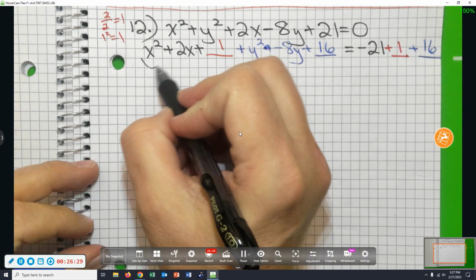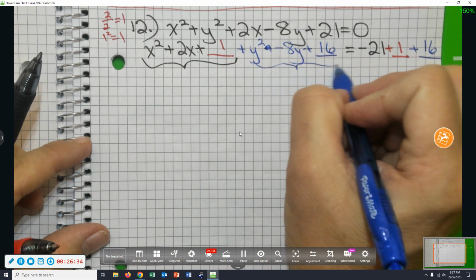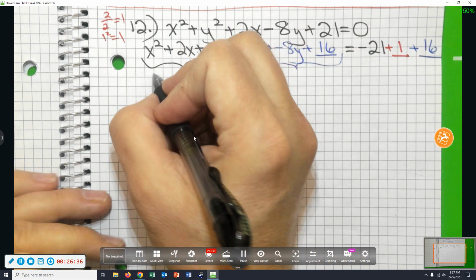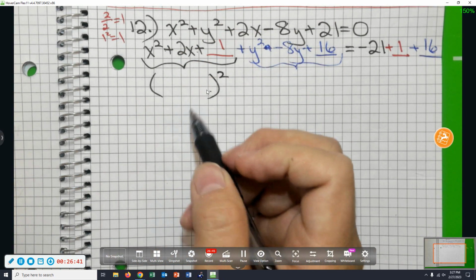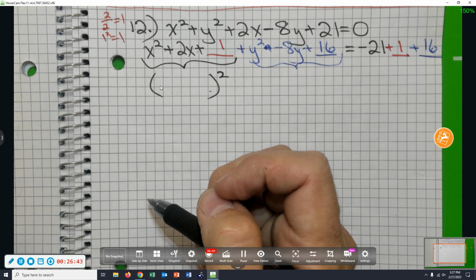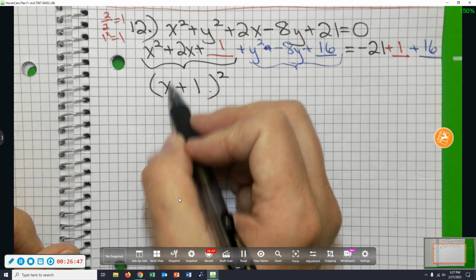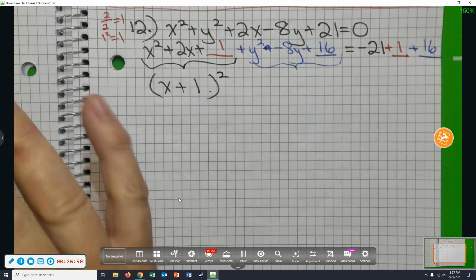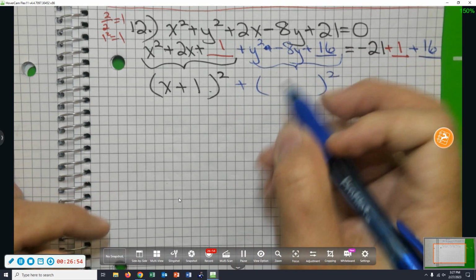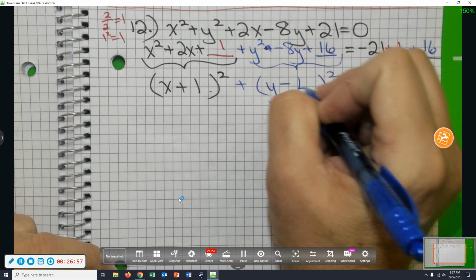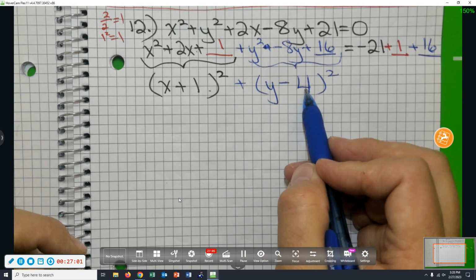Then we can factor. Let's factor the x terms. What am I going to have inside these parentheses? Okay, I agree. Variable, sign, half of that number. What are we going to have inside the blue parentheses? Y minus 4, I agree. Variable, sign, half of that number.